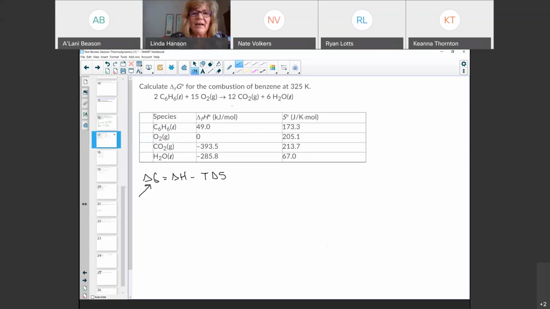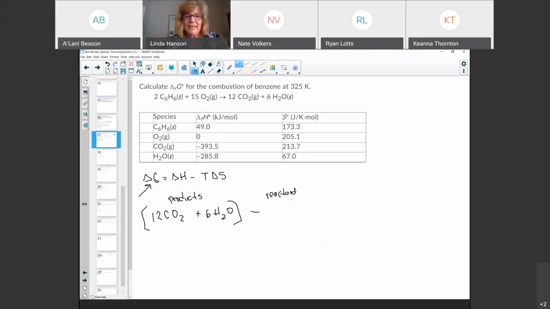So I know it's going to be the sum of the products minus reactants. So I have the products, 12 carbon dioxides and 6 waters. And I'm putting them on this side because I know I'm going to be taking the products minus the reactants. That's the same pattern for both delta H and delta S. And the reactants here are 2 C6H6 and 15 oxygens.